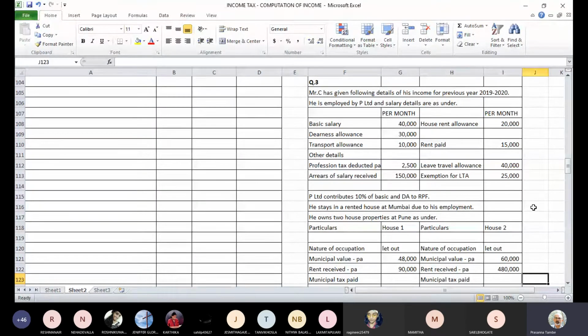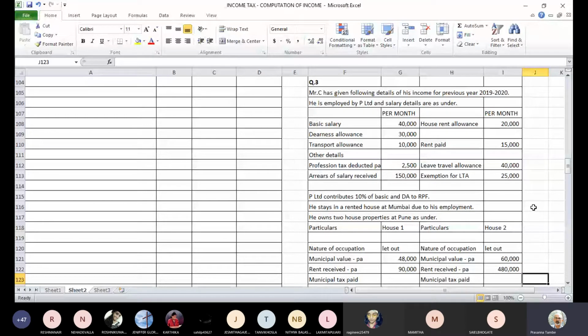So we'll have to see what is the tax treatment of arrears of salary. Leave travel allowance is also one more payment that he has received from the employer, and the question also gives you the exemption available for leave travel allowance, LTA, which is 25,000. Then there is the information that P Limited contributes 10% of basic and dearness allowance to recognized provident fund. This is the additional information. Then he is staying in a rented house. You are given the details of payment of rent, and the rented house is situated in Mumbai. Apart from that, he has two more house properties which are owned by him, and both are let out properties situated at Pune. So the second part of the sum will basically be the computation of income from house property.